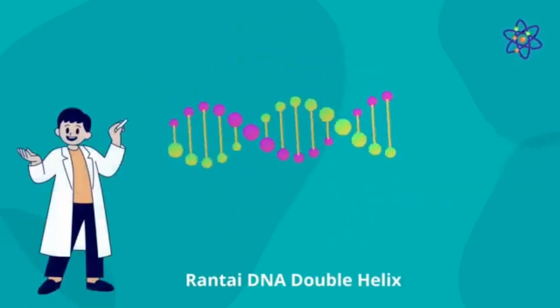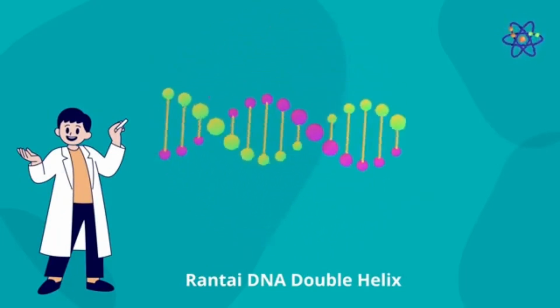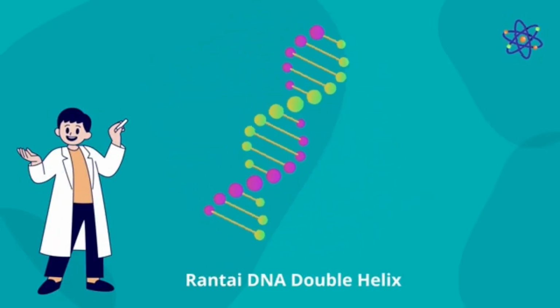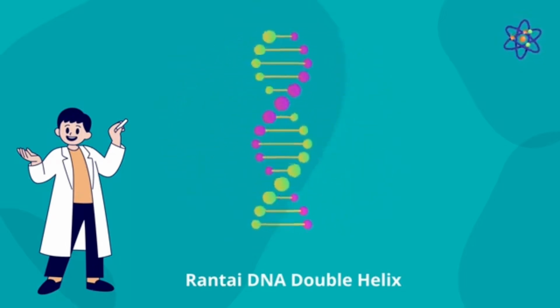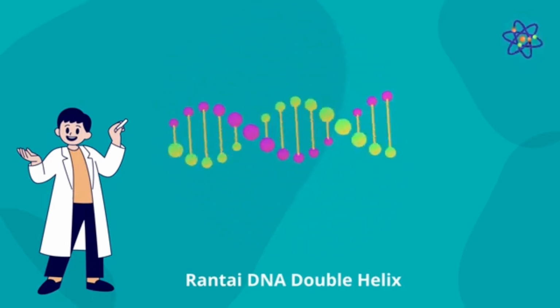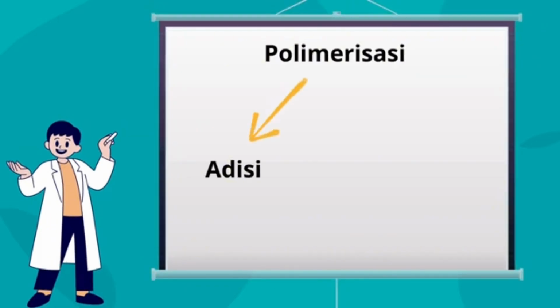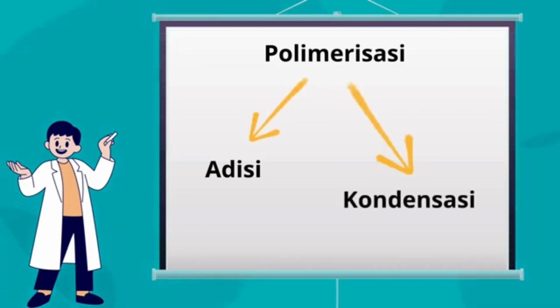Polymer is a giant molecule that is formed from simple molecules called monomers. Don't get me wrong, the meaning of giant here is not seen from its size, but measured from the length of the chain that forms a polymer. These monomers are combined through a polymerization reaction. There are two types of polymerization reactions, namely addition and condensation polymerization.